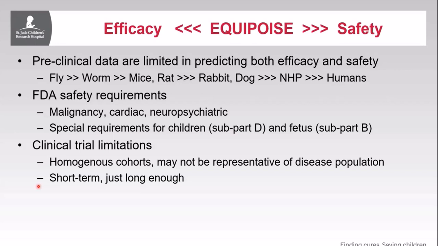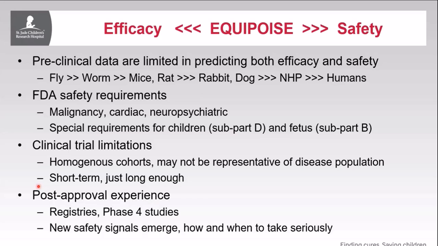There are certain limitations. The other thing is that we try to thread the needle with clinical trials. We make them long enough to be able to show safety and efficacy, but short enough that we can get those results and then hopefully get regulatory approval so that we can provide it commercially to the broader population. So that really pushes the need for post-marketing or post-approval experience, and this is done two ways, either through registries or through formal phase 4 studies sponsored by the pharmaceutical company.